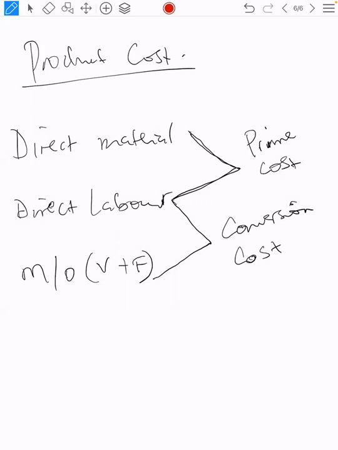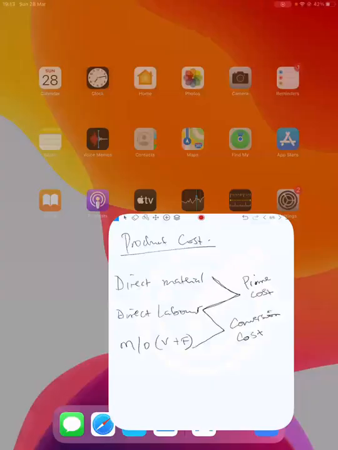Now a question can come whereby they can say calculate the prime cost. You are simply going to add together your direct material cost and your direct labor cost. A question can come and say now, calculate your conversion cost. You are simply going to add together your direct labor cost and your manufacturing overhead costs. All right.